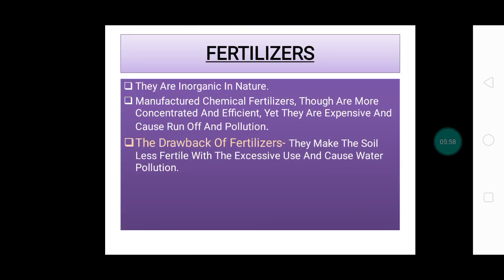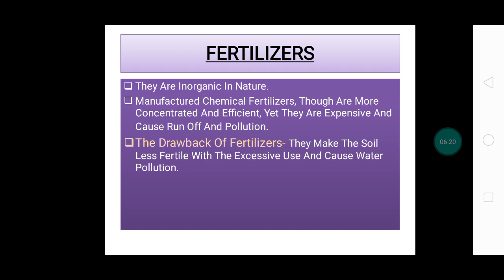Next, what is meant by fertilizers now? So we just discussed all the things about manures, right? They enhance the water holding capacity of the soil, they improve the texture of the soil, and they are eco-friendly. Now what about a fertilizer? Fertilizers are inorganic in nature, whereas manures were organic in nature.